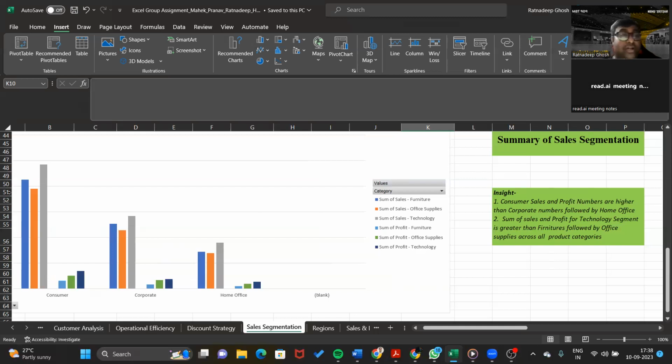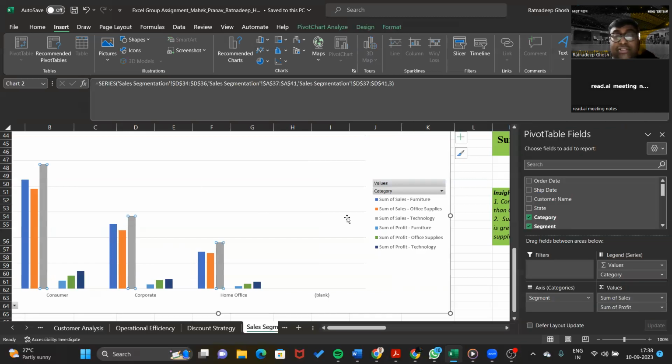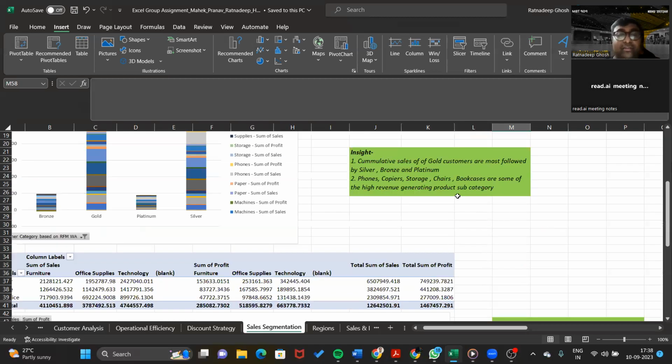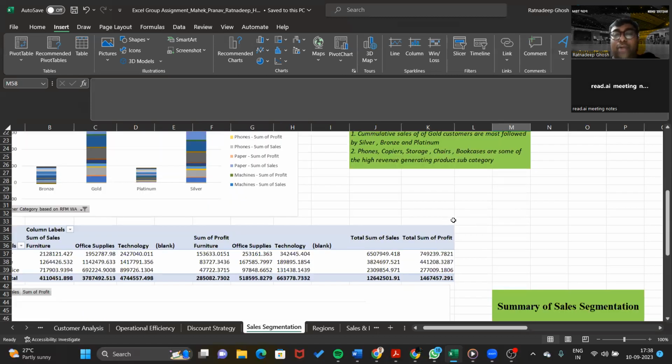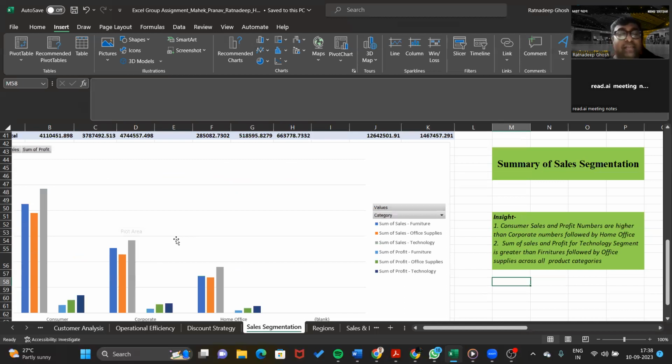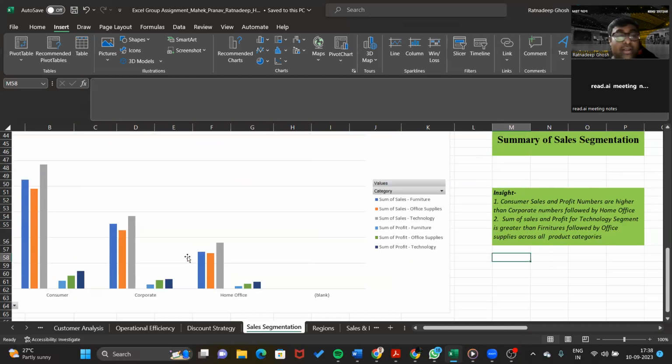You can see that the profit for the technology, which is this, is much higher than what we are getting from the other product categories like furniture and office supplies. So this, I think, gives us a fair idea about where we need to concentrate and which is helping us to generate more revenue and profit.